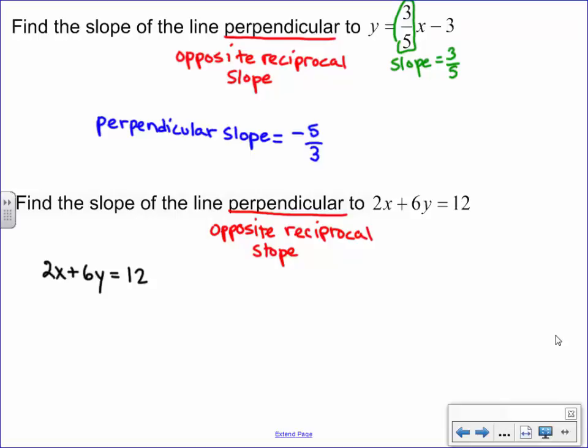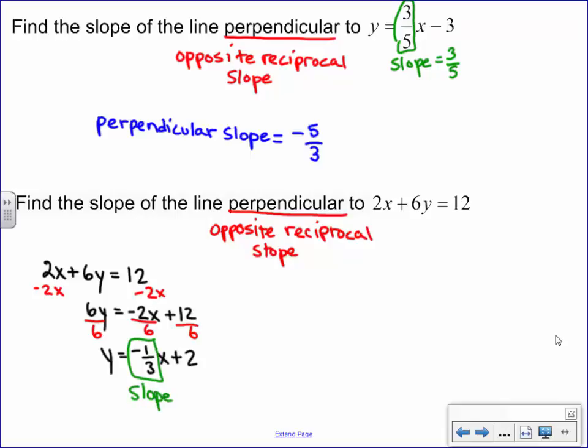So the first thing I'm going to do is subtract 2x from both sides. So I'm going to get 6y equals negative 2x plus 12. And then I'm going to divide both sides by positive 6. If I do that, I get y equals, well, negative 2 over 6 is negative 1/3 x, and 12 over 6 is positive 2. So that means that the slope of our original line is negative 1/3.